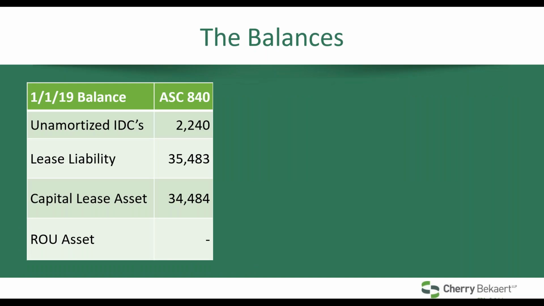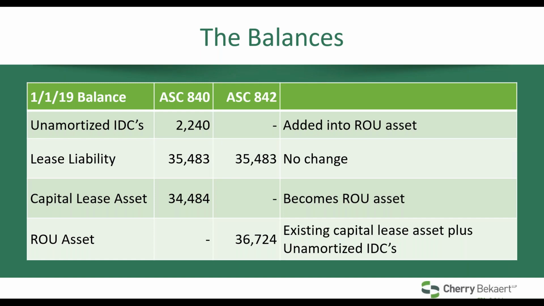Here you see the same balances as on the last slide, which show the amounts on the books at January 1st, 2019, before they record the transition adjustment to 842. This next column shows the amounts on the books still at January 1st, 2019, but after they record the transition adjustment. Overall, you can see that since this was a capital lease, the lease liability stays the same when you adopt. The only thing that's changing is that the name of your capital lease asset is changing to right of use asset, and then any unamortized initial direct costs are added into that initial right of use asset.